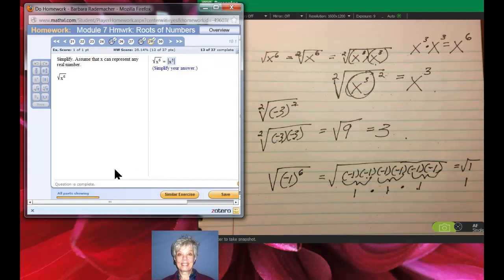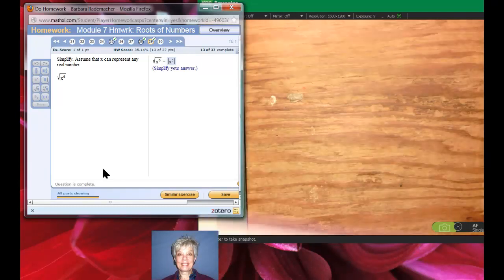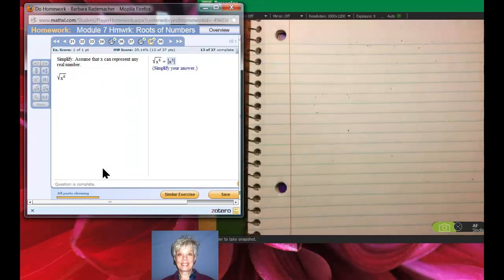Whew! That was a lot. Let me turn the page, because I said I'd show you an easier way to work that problem. So here it is.